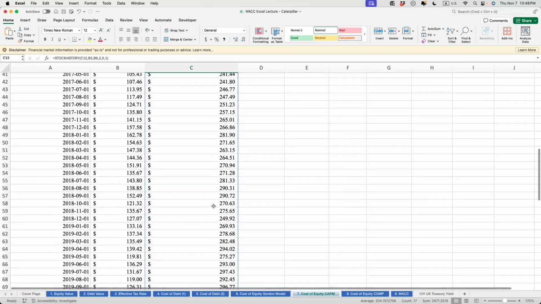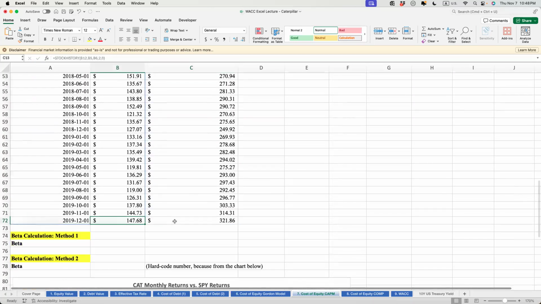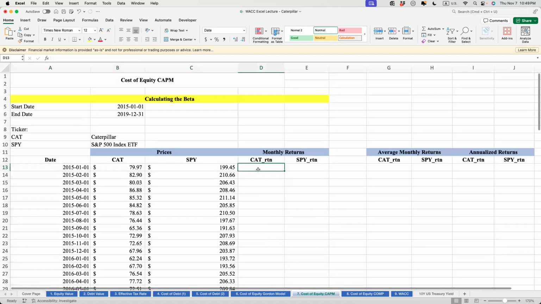And you should always double check to see if these two columns end at the same row, because we're going to conduct analysis, estimating beta using both pieces of information. It should be the same time interval, the same interval of data, and it should end at the same dates, okay? Once we're done here, let's calculate the monthly return.